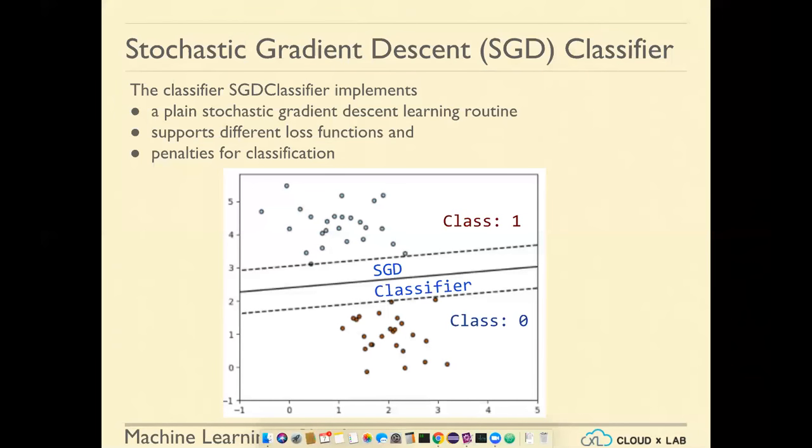And SGD will try all possible planes which go through these 784 dimensions.